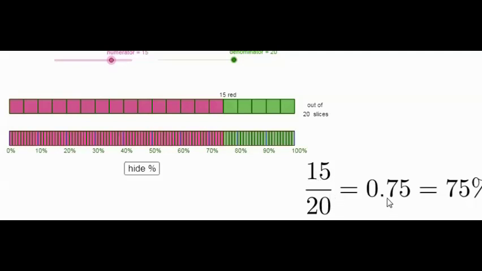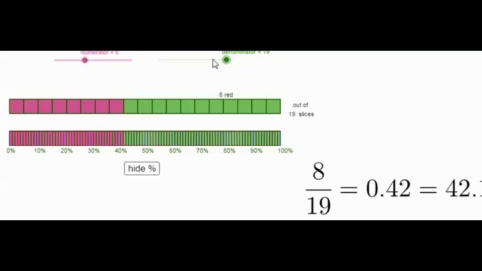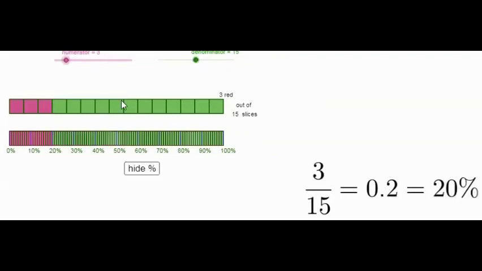If there are 15 red parts, the fraction for red parts of the whole is 15/20, and the decimal is 75 hundredths, and it is 75%. The red part is the same and the whole is the same. We can create another whole. The whole is divided into 15 parts and 3 parts are red. The fraction for red parts of the whole is 3/15 and the decimal is 2/10.